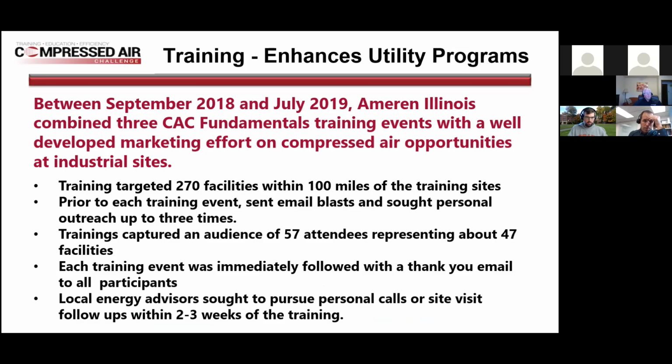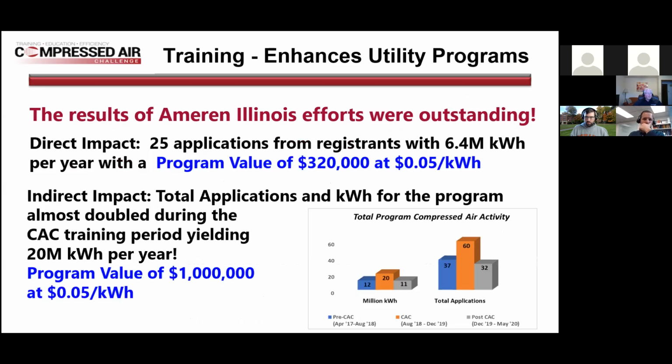And then the big one, Ameren Illinois. These are all on the fundamentals now. This doesn't even get into the more advanced stuff. They did 3 fundamentals training events, and they combined it with a marketing scheme where they could go through and broadcast the opportunities in industrial sites. You can see they targeted 270 facilities within 100 miles of the training sites. They did email blasts, and they were able to capture 57 attendees representing 47 facilities. And then they followed back up afterwards. And they had some really impressive results on their utility program.